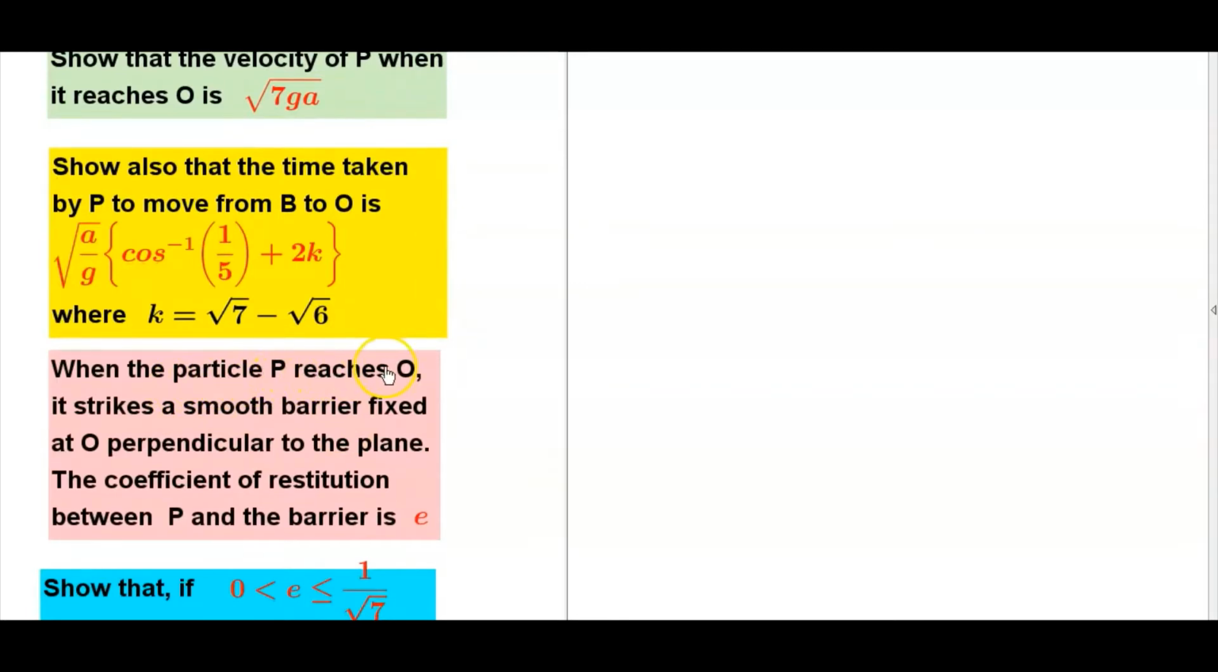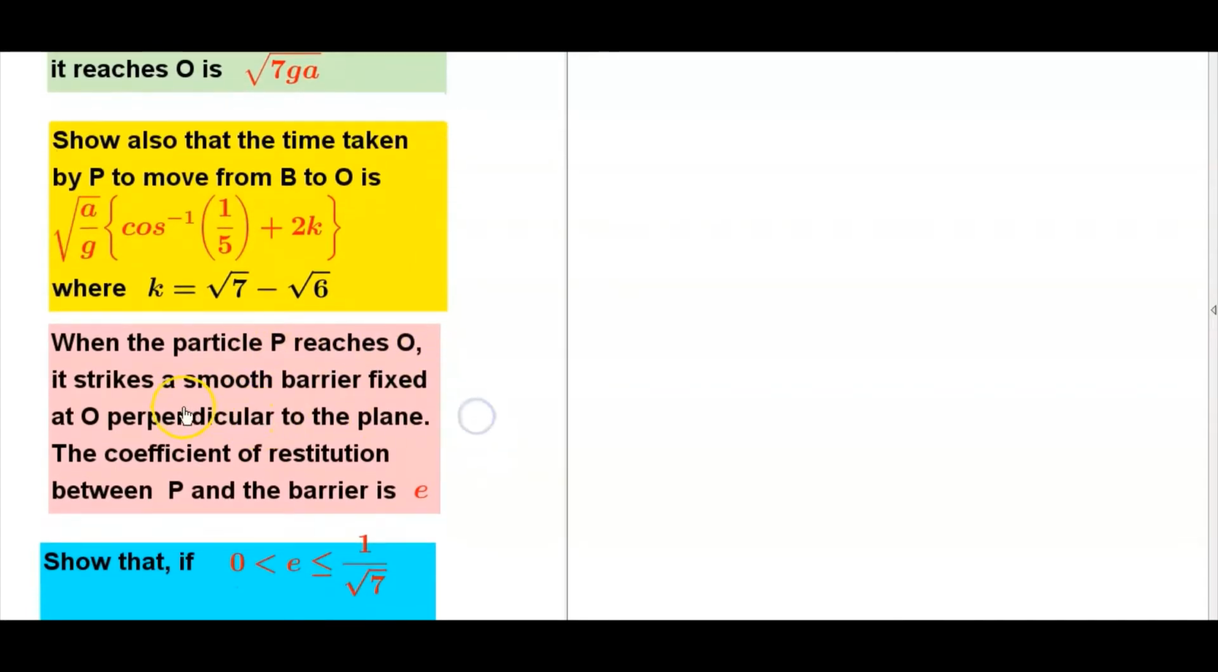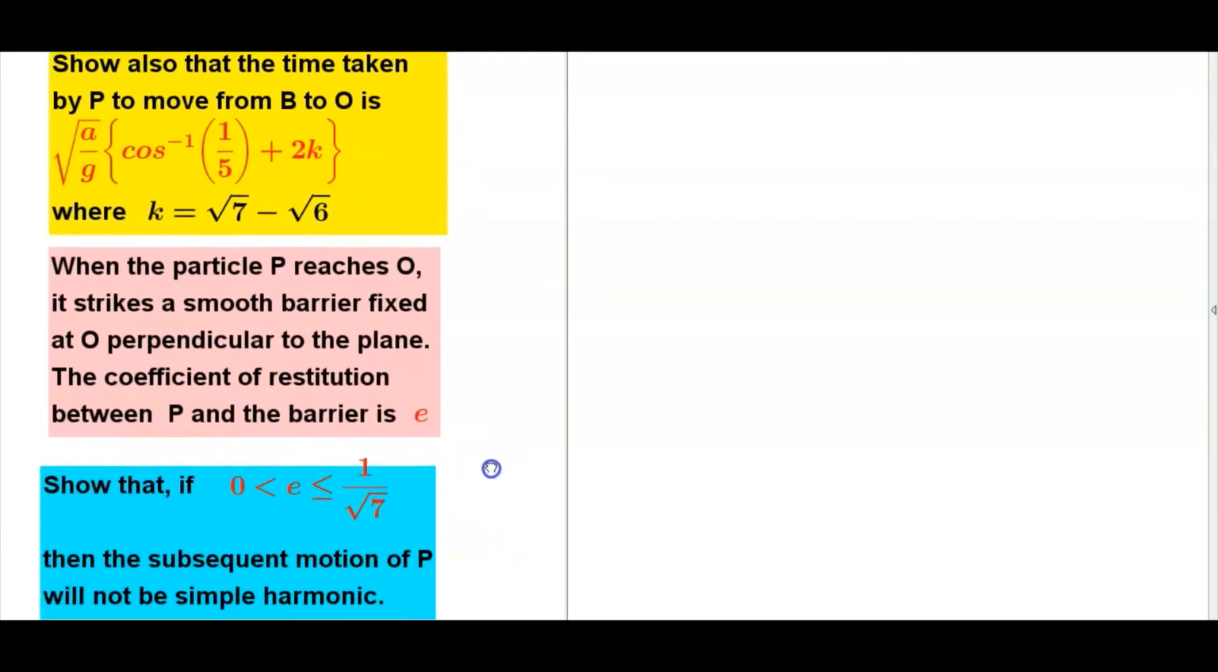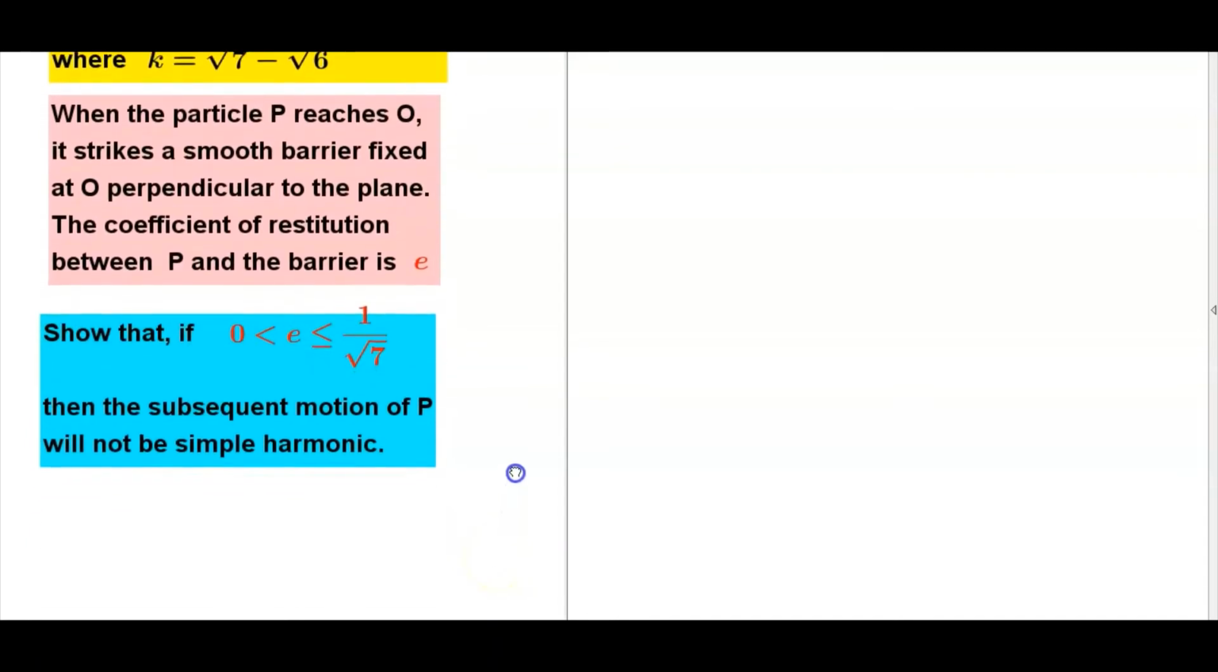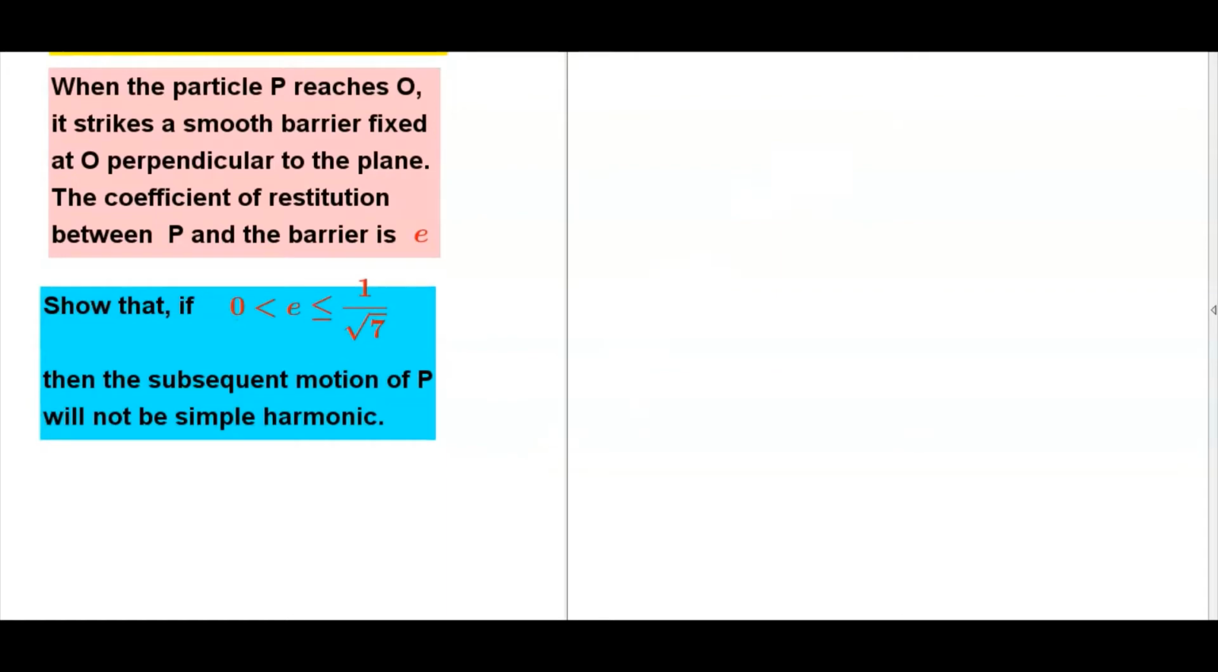When the particle P reaches O, it strikes a smooth barrier fixed at O perpendicular to the plane. The coefficient of restitution between P and the barrier is e. Show that if e is greater than 0 and less than or equal to 1 over square root of 7, then the subsequent motions of P will not be simple harmonic. Answer for this question.